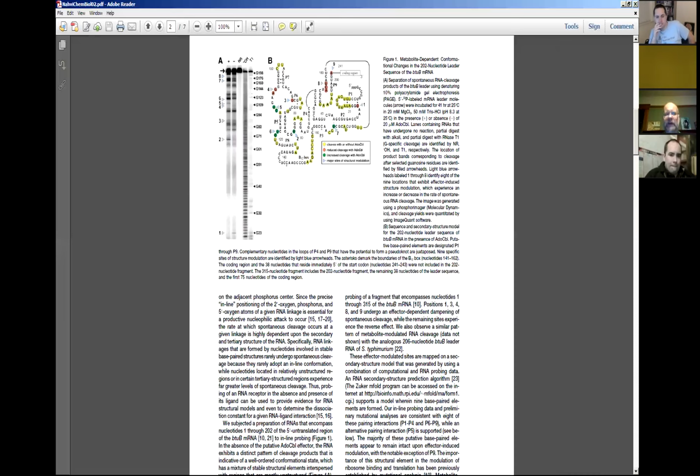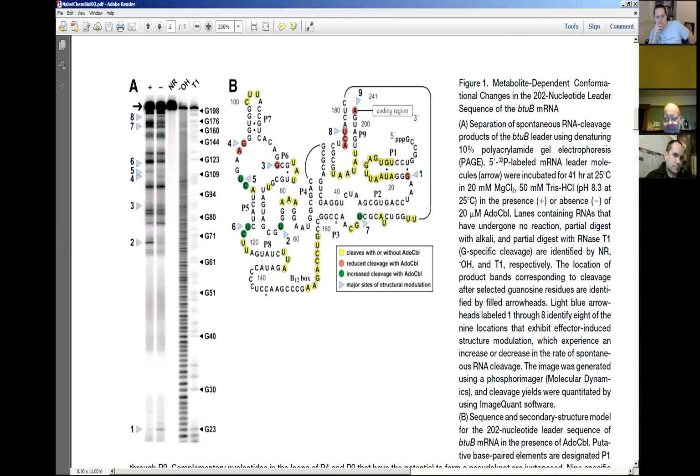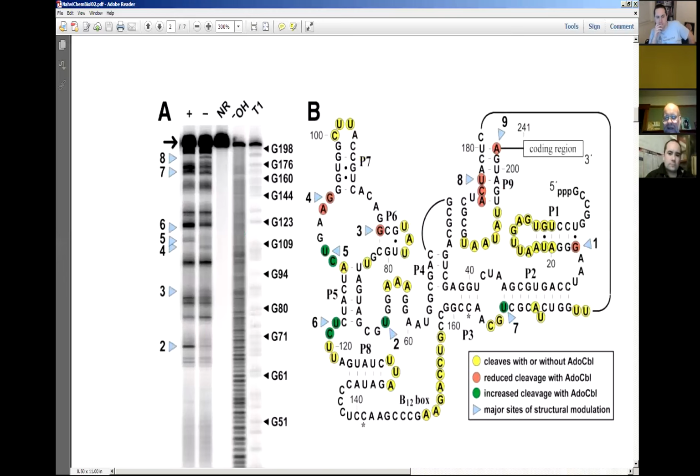Oh, just to go back briefly to that structure. You see that they have a section there that's labeled B12 box, right? And that, based on previous evidence, seems to be the actual aptamer. That seems to be the region that is interacting with that small molecule. They don't go into detail on that previous evidence, but that's where the aptamer is. Those are the bases that interact with the B12. And presumably they figured that out by making mutations in that B12 box and showing that it destroys the binding with the small molecule.